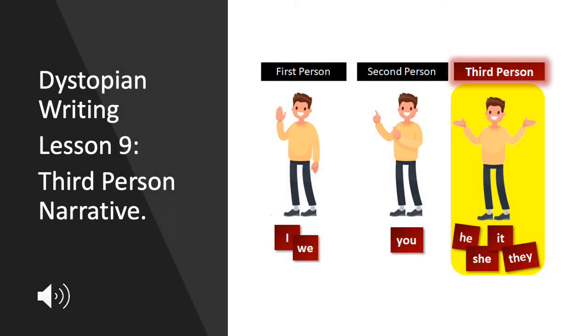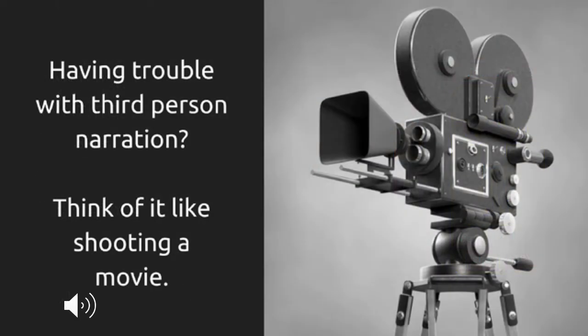This is Dystopian Writing, Lesson 9, and we're looking at third person narrative. When we're talking about first or third person narrative, we're talking about really who is telling the story, through whose eyes we are seeing and experiencing events. With a first person narration, we are seeing events through the eyes of one character. It's that character who's experiencing events, and we just get to know the world of the story through the eyes and experiences of that one character.